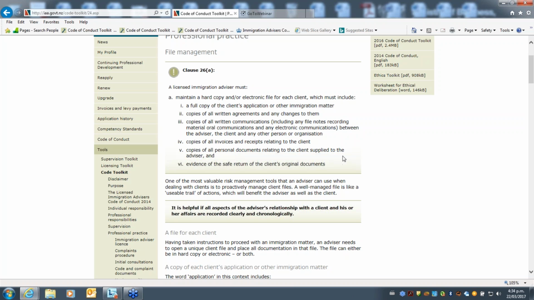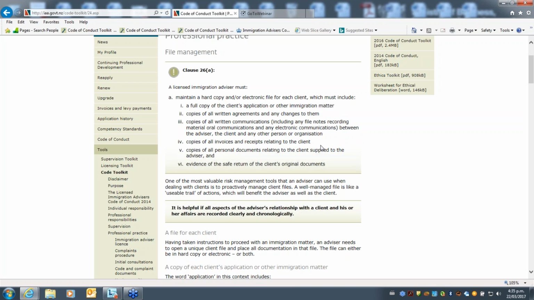So you need to maintain a file which includes a full copy of the client's application to INZ, copies of all written agreements and any changes to them, copies of all written communications between the advisor, the client, and any other person or organisation. So that includes your emails. It also includes any file notes that you've taken of material oral communications. You don't have to keep file notes for every single conversation, but if there is a material agreement, a decision you've made for a course of action or advice given, you need to record it.